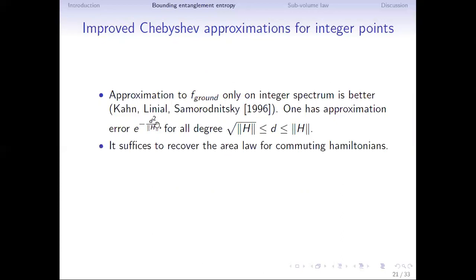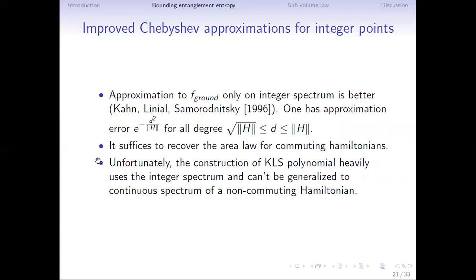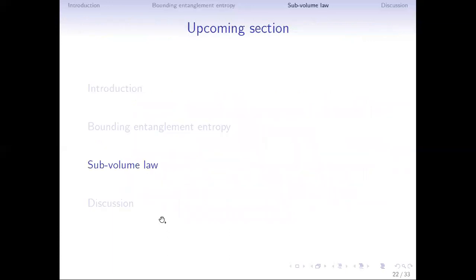And if you use this approximation, then you find that the area law for the commuting Hamiltonians can be recovered, unlike what happened in the Chebyshev approximation case. So can we use this polynomial to get an improved result for the non-commuting case? Unfortunately, we cannot, because the construction of the KLS polynomial heavily uses the integer spectrum, and the non-commuting Hamiltonian has a continuous spectrum. Given this, we'll now go to our techniques and the result.